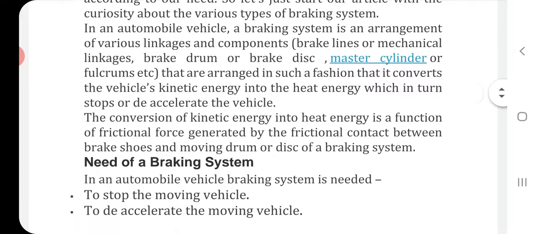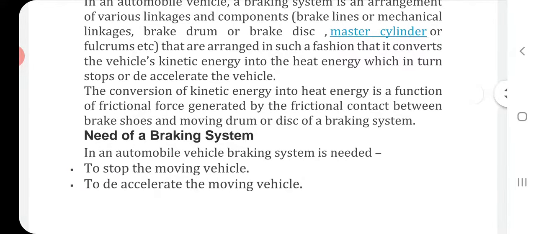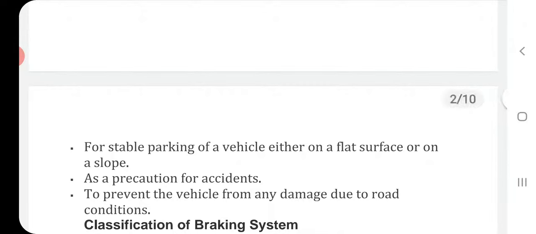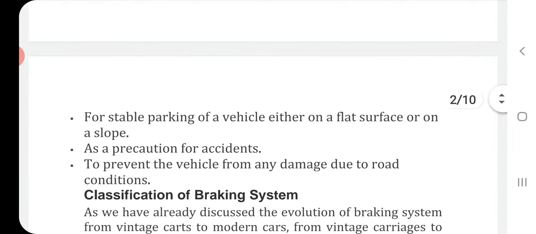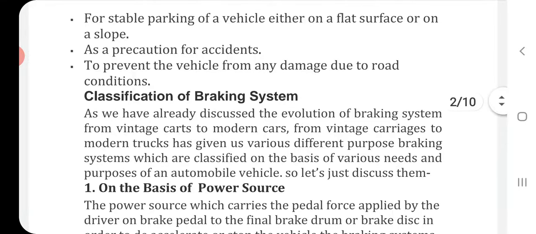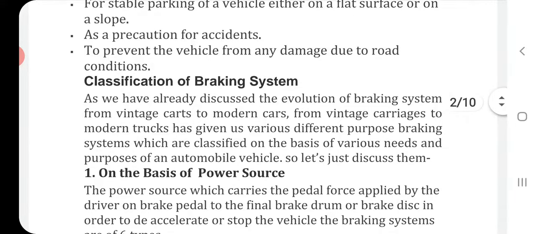So what is the need of braking? The first is to stop the moving vehicle, and to decelerate the moving vehicle, and then for stable parking of a vehicle, for preventing accidents, and to prevent the vehicle from any damage due to road conditions. Now the next topic is the classification of braking systems. It's a big classification. We can classify the braking system in so many different ways.